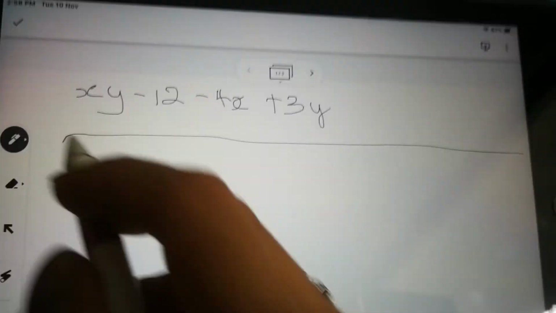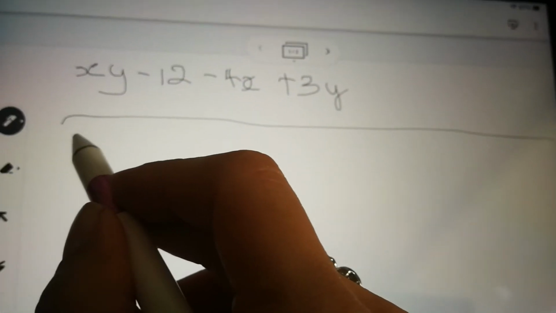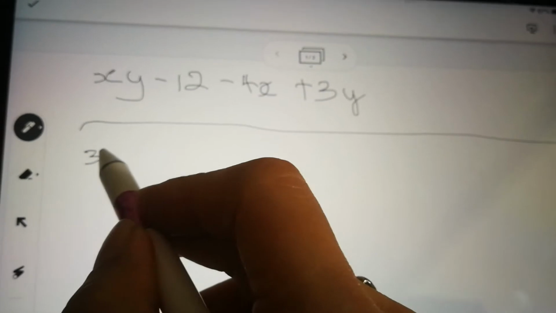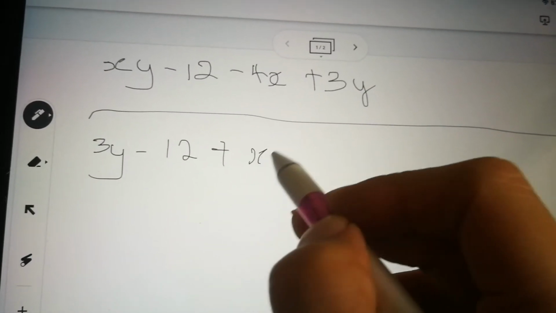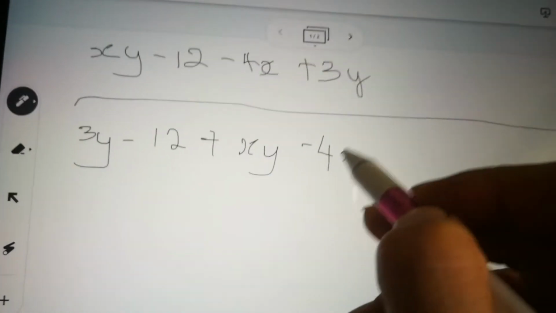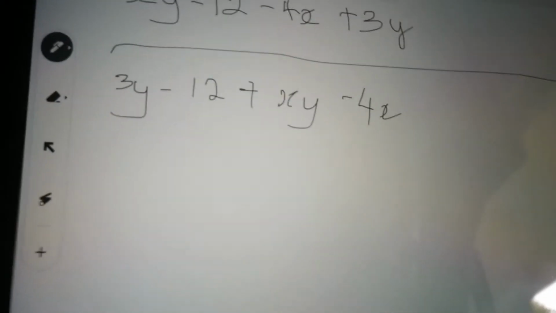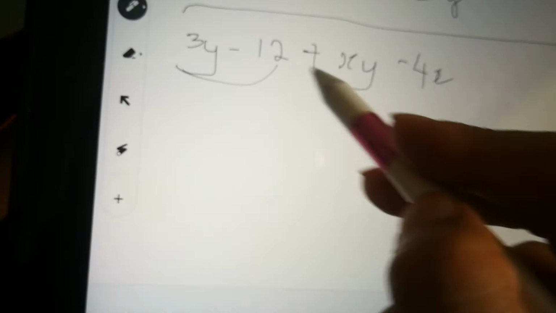I choose to reshuffle it: 3y minus 12 plus xy minus 4x. Also can, right? Many ways to reshuffle. Clear? So I factorize these two.